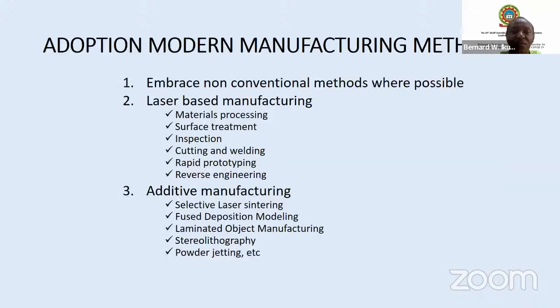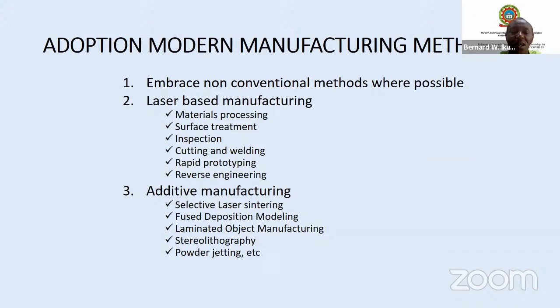What are we doing in JKUAT? There are some practical interventions that we are undertaking. One thing, embracing non-conventional methods where possible. Laser-based manufacturing processes, which are much more accurate, faster, and also cost-effective. We are embracing also additive manufacturing.